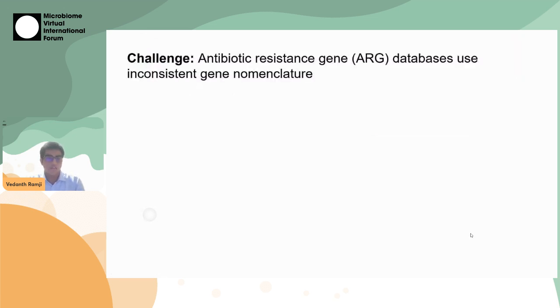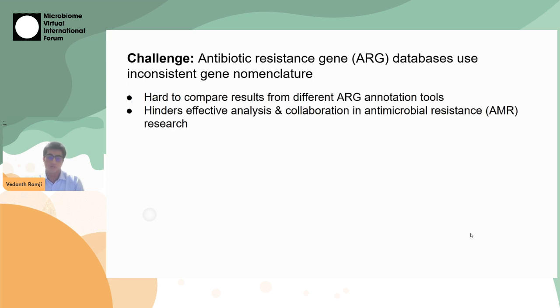A challenge that we currently face when studying antibiotic resistance in genomes and metagenomes is that ARG databases use inconsistent gene nomenclature. This makes it hard to compare results from different ARG annotation tools and hinders effective analysis and collaboration in antimicrobial resistance research.